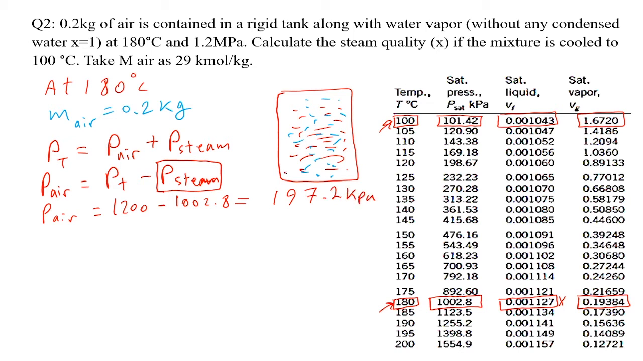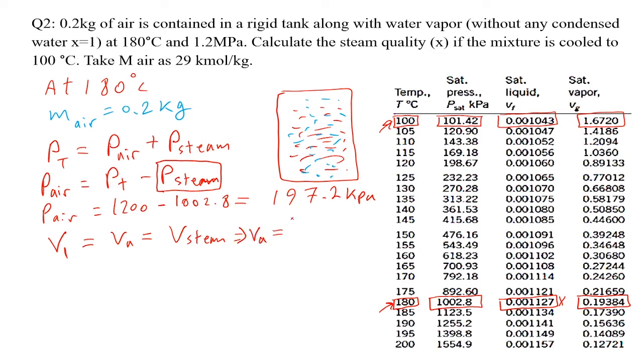The volume is shared between air and steam. So the tank volume at condition 1 at 180 degrees Celsius equals the volume of air, which is also equal to the volume of steam, since we don't have any liquid in the tank at this temperature. So we can calculate the volume of air using the ideal gas equation.